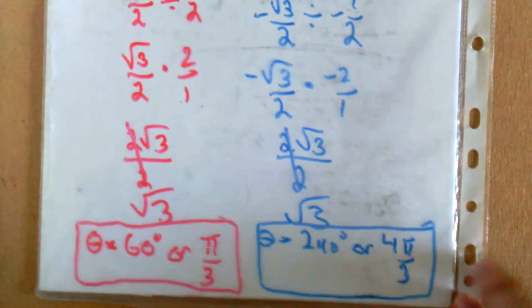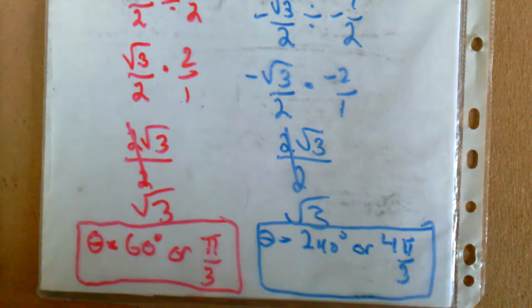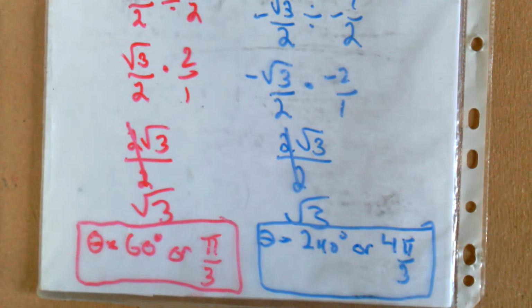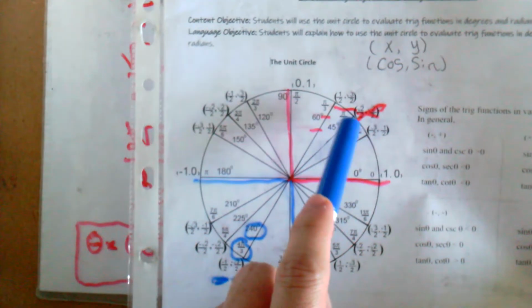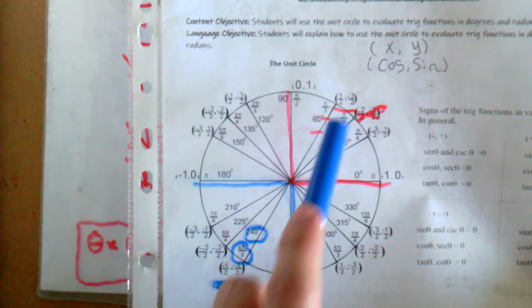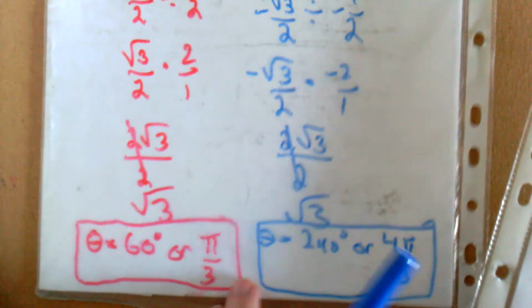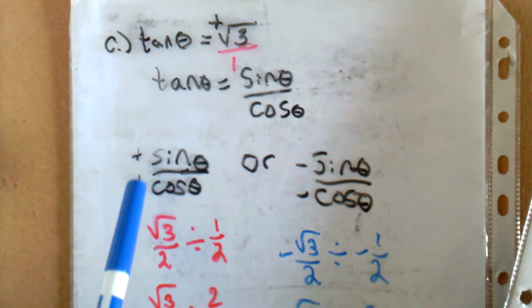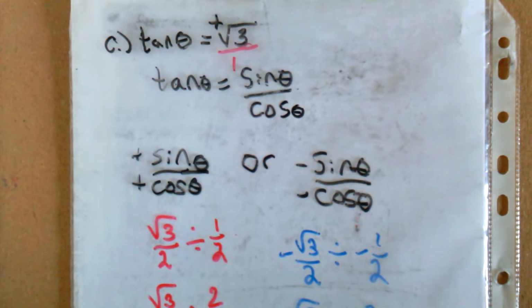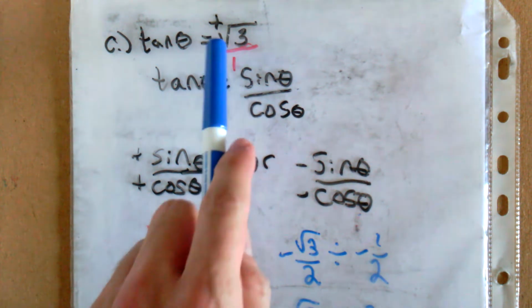Perfect. So those are our two answers. So again, we just figured out that at 60 degrees and at 240 degrees, when you divide the y-coordinate over the x-coordinate, or sine over cosine, you get the square root of 3, because tangent is sine over cosine. Therefore, at those two angles, tangent is equal to the square root of 3.